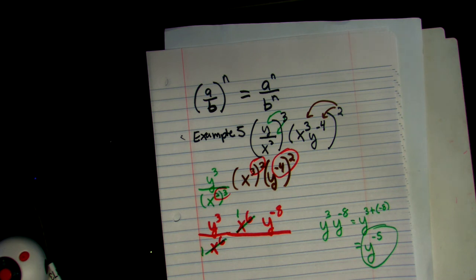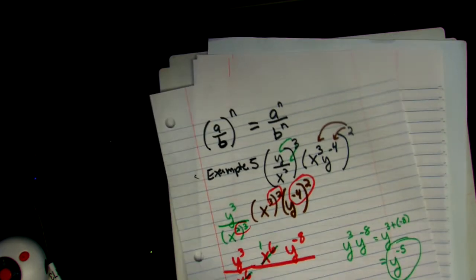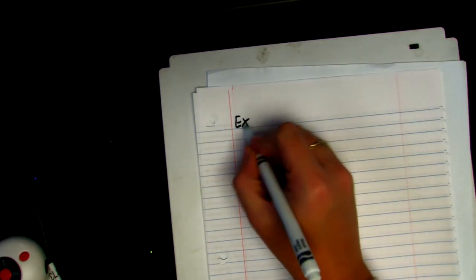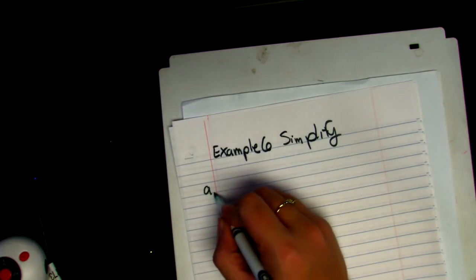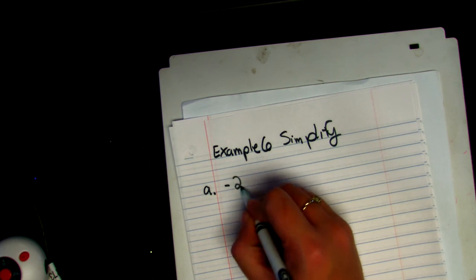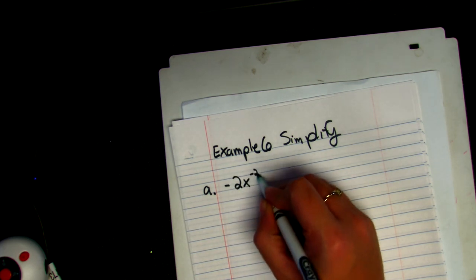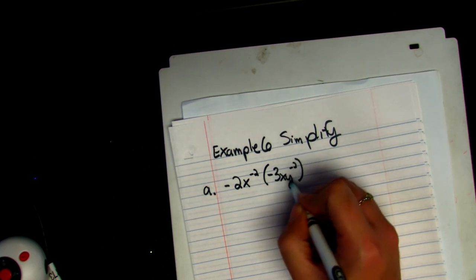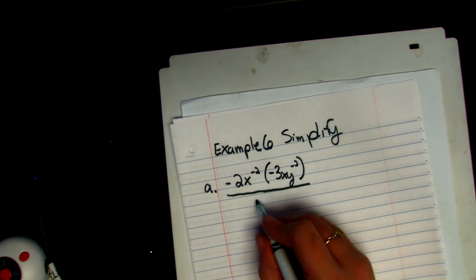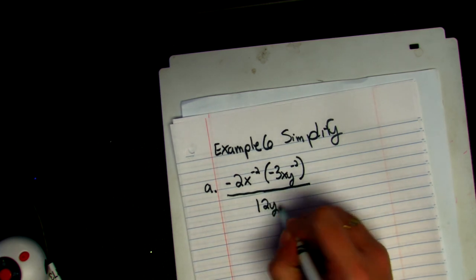We're going to be looking at example 6. All right, and it says simplify. So remember what I just talked about simplifying, what that means, right? So basically no negative exponents, all right? So let's do part A, which says negative 2x to the negative 2 times negative 3xy to the negative 2 all over 12y cubed.